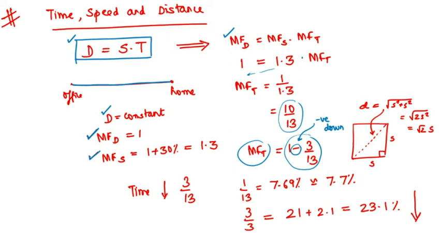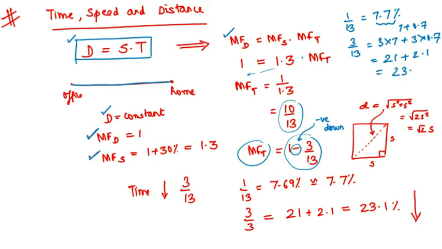Now, I need to know how much is 3 by 13. What is 1 by 13? 1 by 13 is equal to 7.69%, which we approximate. So 3 by 13 would be equal to 3 into 7 plus 3 into 0.7. I am breaking this into 7 plus 0.7. 3 into 7 is 21. 3 into 0.7 is 2.1, and that is how I got this. This is how I did my calculation. It reduces by 23.1%. Tell me, have you understood this calculation?